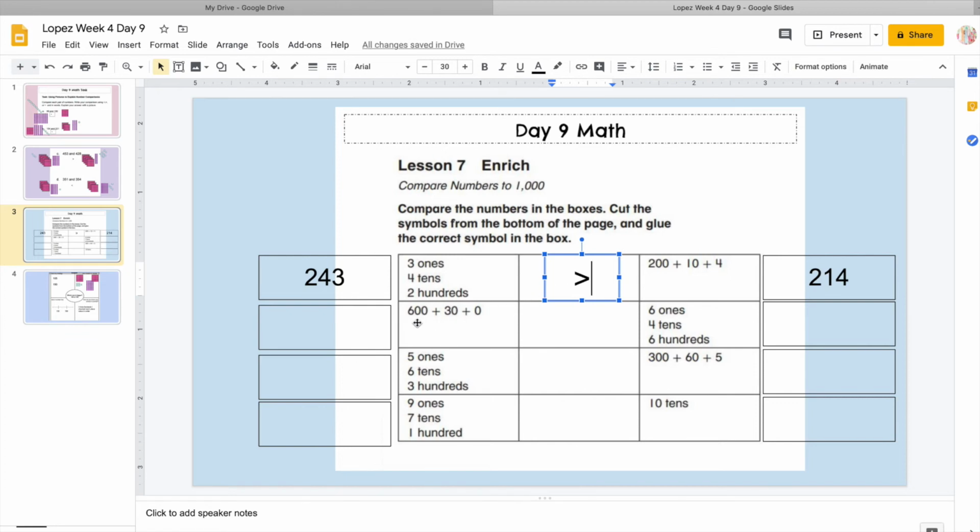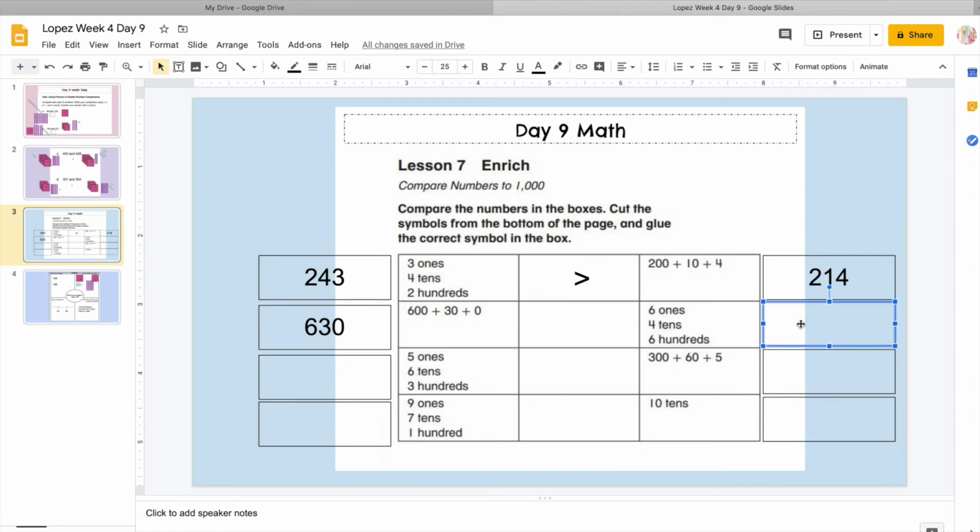Moving on to the next one here, I have another number in expanded form, and I'm going to go ahead and put that in standard form, which just makes it easier to compare. We have 6 hundreds plus 30, which is equal to 3 tens, plus 0. There are no ones, but a number still has to represent it. So the 0 is going to represent that. But we know that 0 has no value.